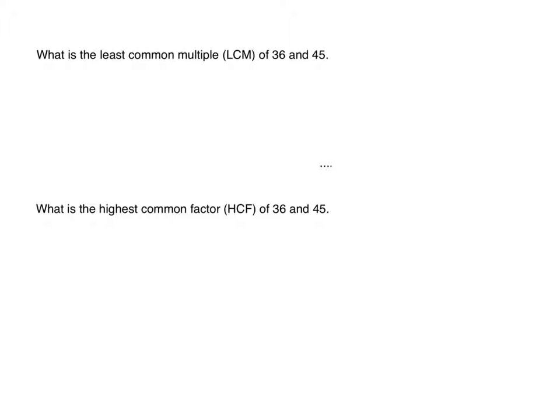What is the least common multiple of 36 and 45? So to do this, I need to do factor trees for 36 and 45. So my factor tree for 36, well, I know that two numbers that times to give it are 6 and 6, and the two numbers that times to give that are 2 and 3.